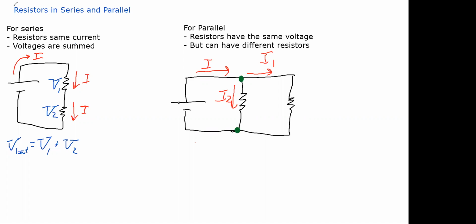So the current from the battery equals the sum of the currents, I1 plus I2. But I can't say the voltages are the same, right? I explained this last time: the voltage along this whole wire here stays the same, and the voltage in those bottom wires stays the same. So each resistor has the same voltage difference. So I say voltage V1, voltage V2: the voltage of those two resistors are the same.